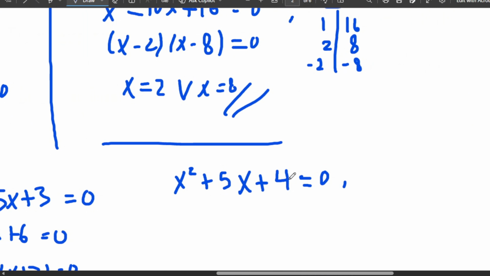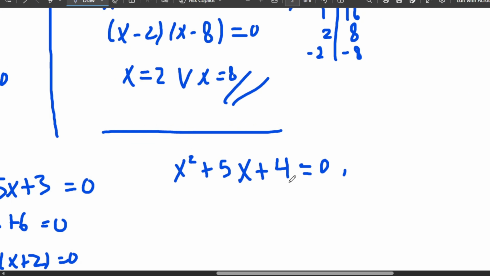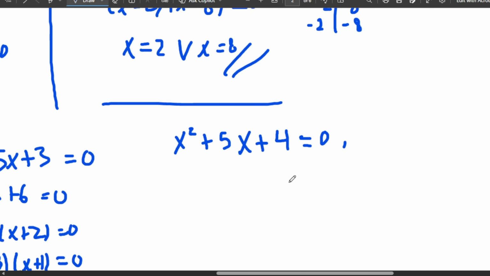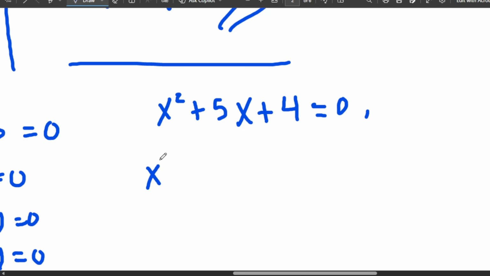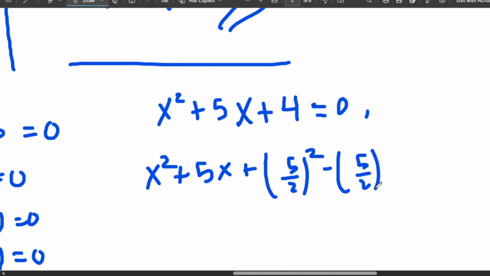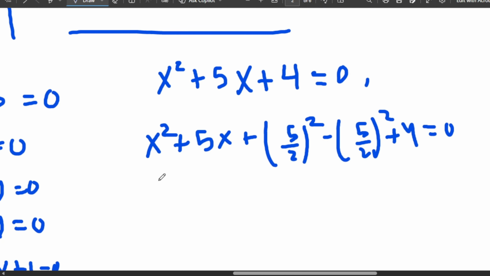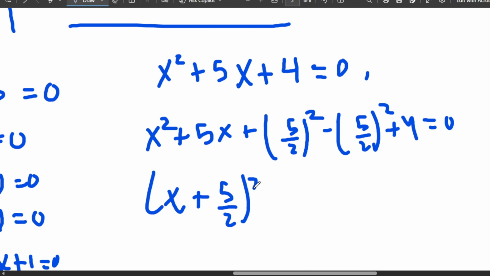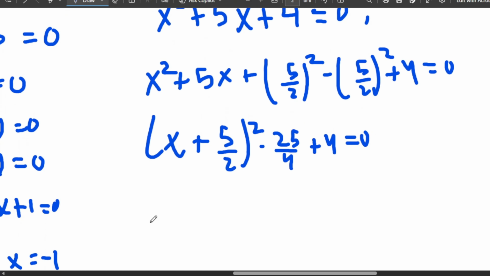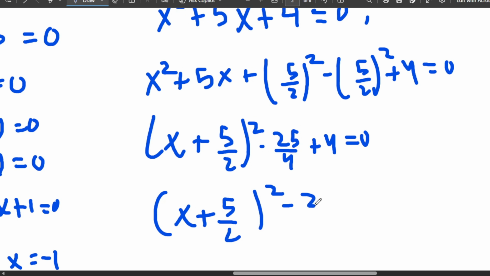So we could use the perfect square method first. If we have x squared plus 5x, remember that we have to add (5 divided by 2) squared and subtract (5 over 2) squared, plus 4. Then we have (x plus 5/2) squared, minus 25 over 4, plus 4 equals 0, and (x plus 5/2) squared minus 25 and add 16 over 4 equals 0.